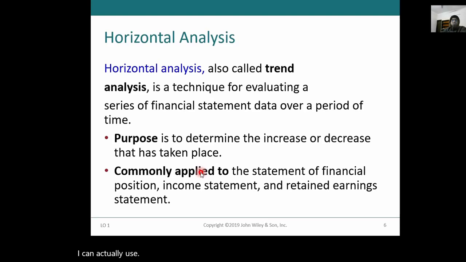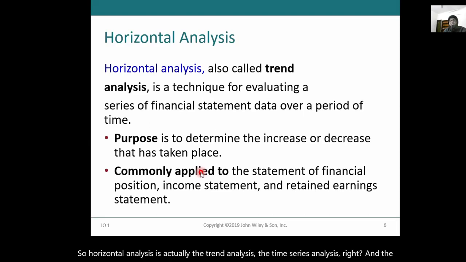Horizontal analysis is actually the trend analysis, the time series analysis. The purpose is to determine the increase or decrease that has taken place. We compare the current year with a previous year, most likely the immediately preceding year. We see which items have increased and which have decreased in the income statement, the statement of financial position, and retained earnings. For every financial statement we can compute the delta, the difference between last year's items and this year's items, and then compute the index of the delta, that is, the percentage increase or decrease.